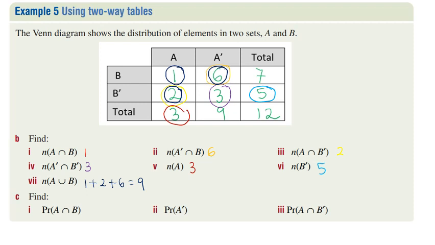Alright, then we're finding the probabilities. So the probability of A and B is 1 out of 12. Probability of not A, 9 out of 12. And A and not B is 2 out of 12.